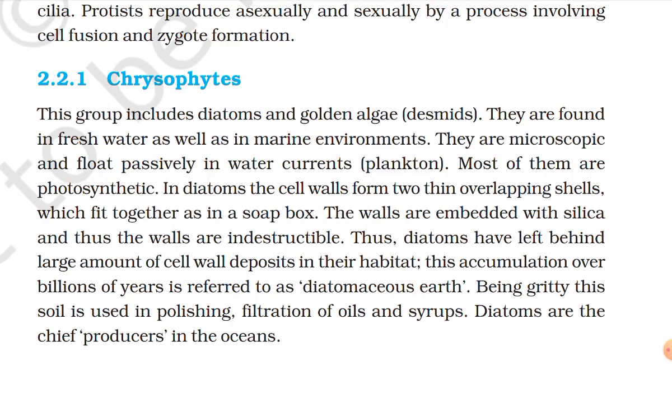In diatoms, the cell wall forms two thin overlapping shells which fit together as in a soap box. The walls are embedded with silica and thus the walls are indestructible. Thus, diatoms have left behind a large amount of cell wall deposit in their habitat. This accumulation over billions of years is referred to as diatomaceous earth. Being gritty, this soil is used in polishing and filtration of oils and syrups. Diatoms are the chief producers in the oceans.